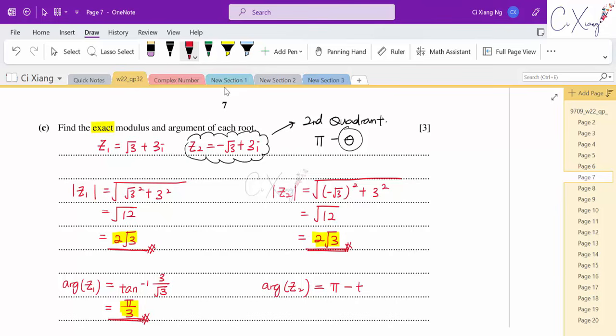To get the basic angle, it is tangent inverse of b over a without the negative sign. So it will be pi minus pi over 3. Therefore, we will get 2 pi over 3 for the argument of Z2.